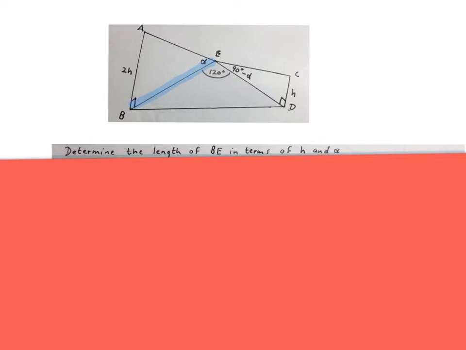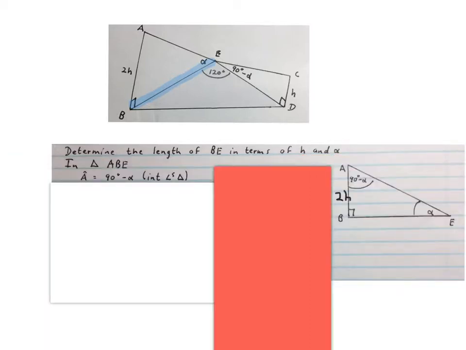Firstly, they ask us, determine the length of BE, the blue line over there, in terms of h and alpha. One way of doing it is to say, in triangle ABE, I redrew the triangle here. It just looks more familiar than that ugly one there. We can say angle A is 90 degrees minus alpha. That one was 90, that one was alpha. That means that one up there will be 90 minus alpha. There's 2 ways to answer this question.